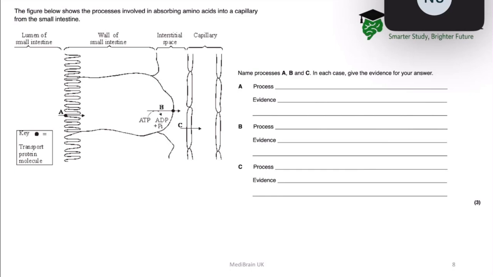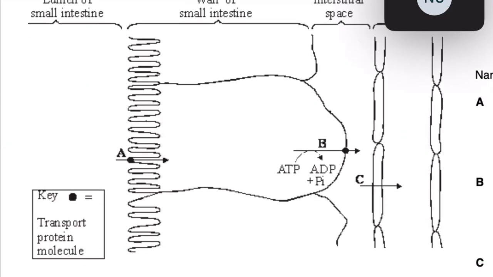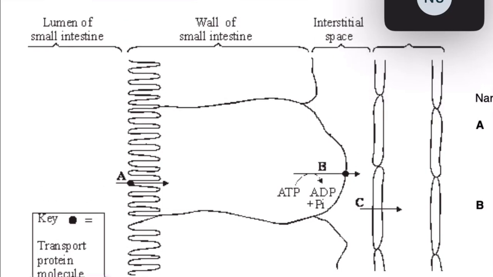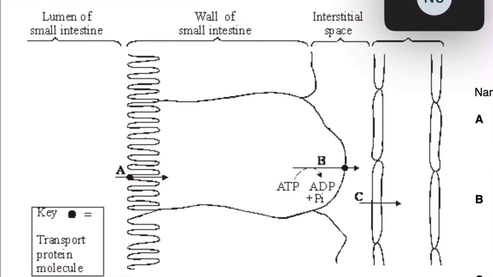Now, if we have a look at process A first, this is the process where once we've decreased the number of sodium ions in the small intestine, sodium ions are able to move from an area of high concentration in the lumen of the small intestine to a lower concentration in the wall of the small intestine. So that is facilitated diffusion through a transport protein, and no ATP is required.